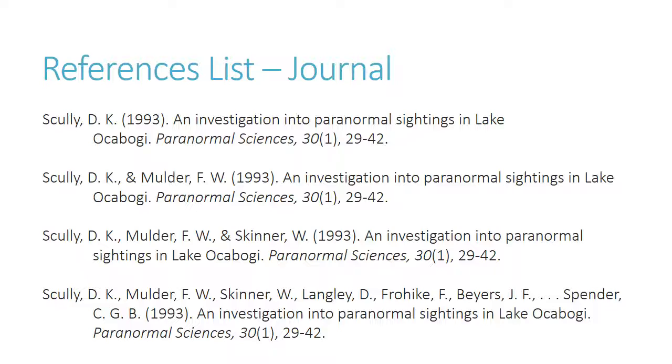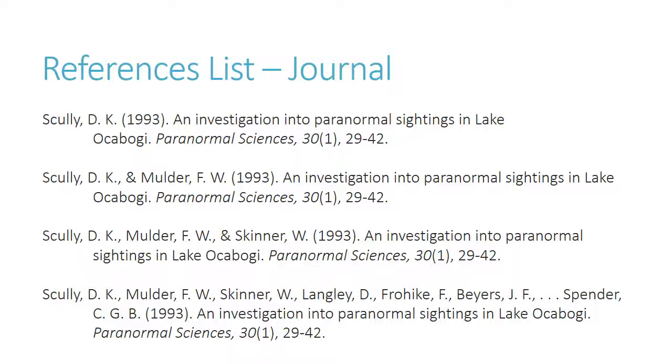Also important to note in APA, in our reference list, generally, when we have a period, it demarcates that we're talking about a different part of the reference. So here we have Scully, D. K., and then the year in parentheses, 1993, followed by a period. The period indicates we're done talking about the author, done talking about the year. We're going to talk instead about the journal article title. And so that's what comes next.